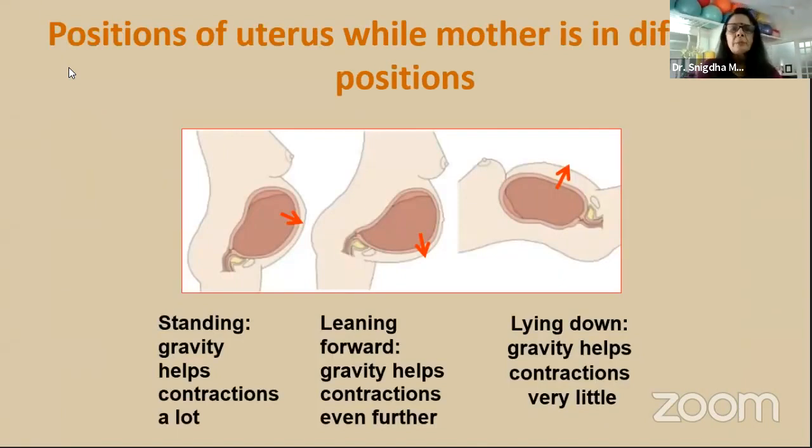As you see in this picture, the first picture is standing. Gravity will help in the contraction because of the angle in which the mother is. And when she leans forward, the angle gets even better and it will help her even further. But lying down supine, as most mothers do, if not trained or not guided, gravity helps very little in the progress of the contraction and of the labor.